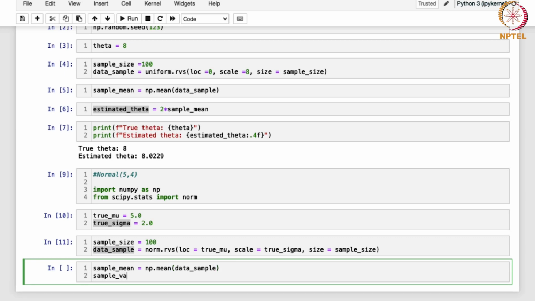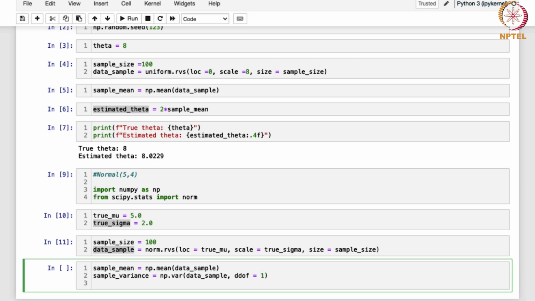And for the sample variance, likewise we can write np.var, again data sample, and here we will also specify ddof as 1, which reflects that we are considering the sample variance and not the population variance, and n would be the length of this data set.